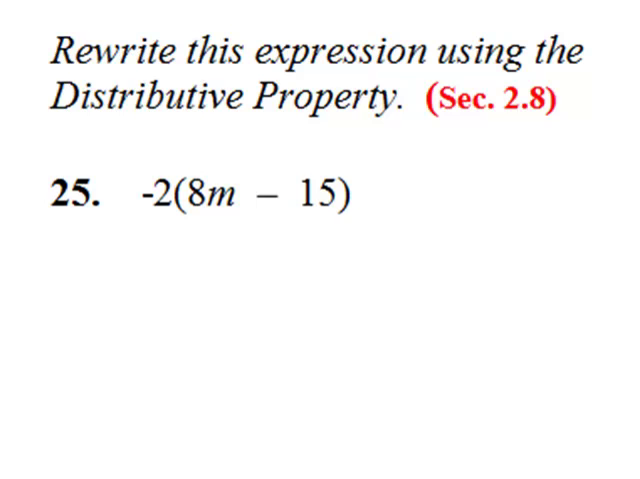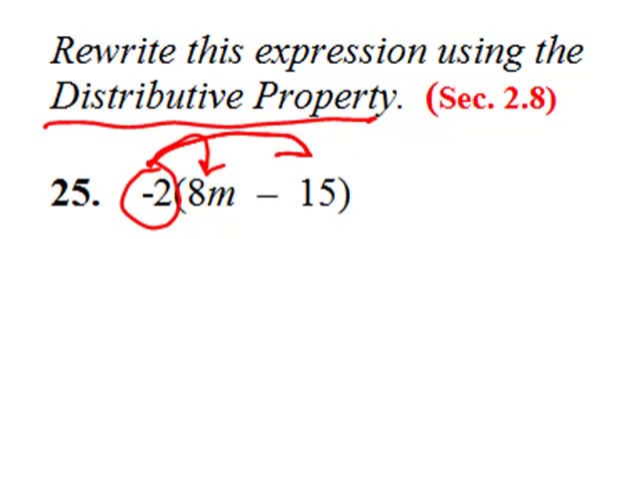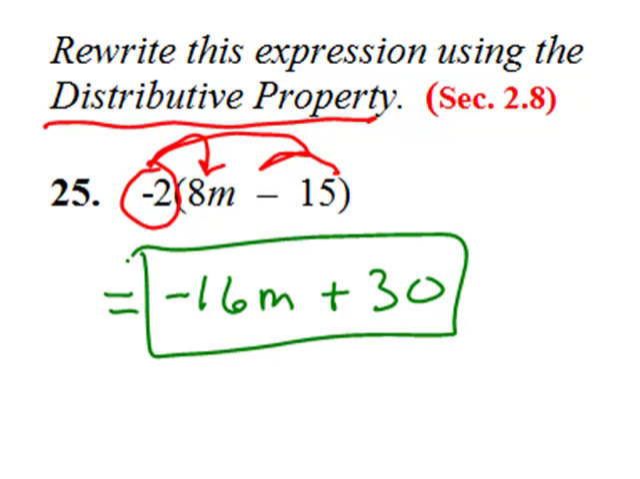Now number 25 is different from number 24 because there's subtraction within the parentheses. We did not have that in number 24. It was all multiplication. So we use the distributive property. That means we're going to multiply negative 2 fully as it is times the 8m, and then separately times the negative 15. Remember, the sign in front of a term belongs to that term. So that's negative 2 times 8m is negative 16m, and negative 2 times a negative 15 is a positive 30. And that's all there is to that.